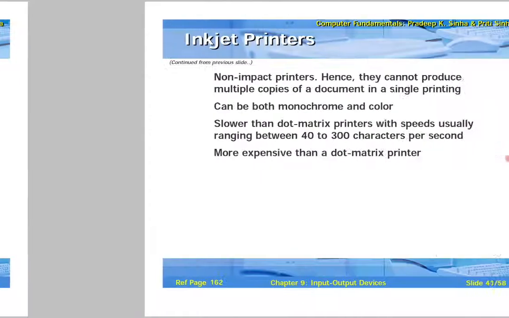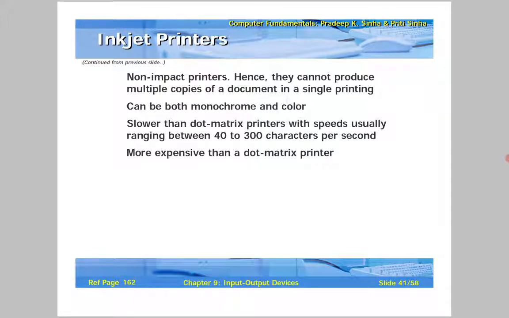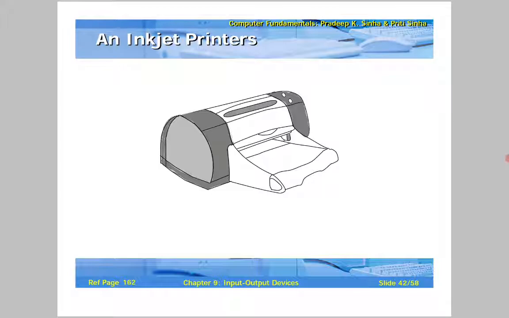So we may continue with the inkjet printer. Generally they are called non-impact printers. Impact and non-impact: dot matrix printers are impact printers, which means the print head touches the surface of the paper, whereas non-impact printers spread some ink on the paper without touching the surface of the paper. They can produce high quality printing, but are slower than a dot matrix printer. The speed is generally 40 to 300 characters per second, and they are more expensive than a dot matrix printer. This is an example of an inkjet printer.